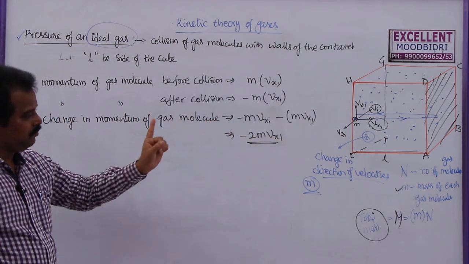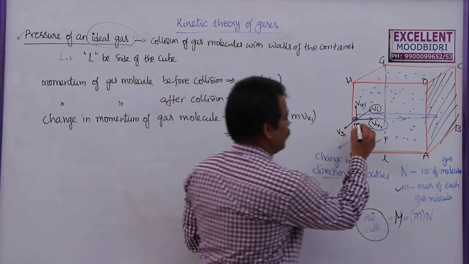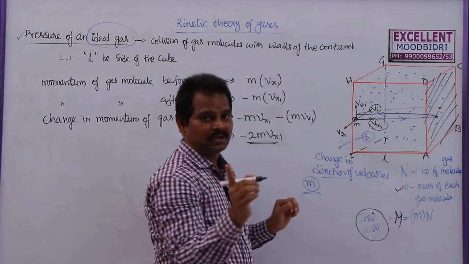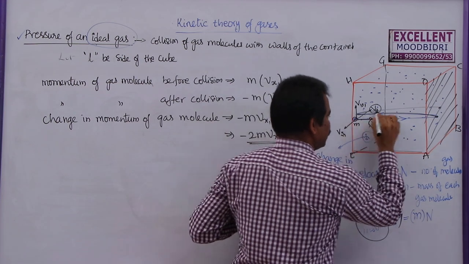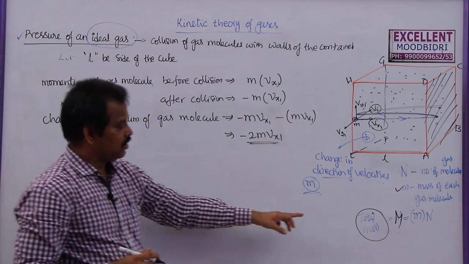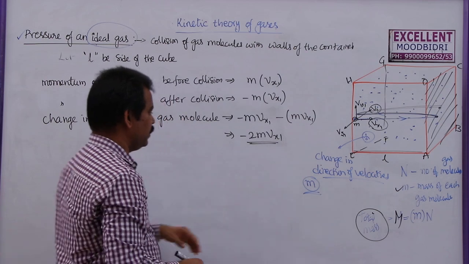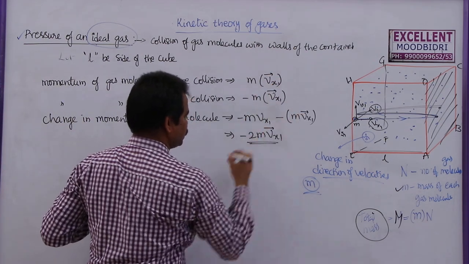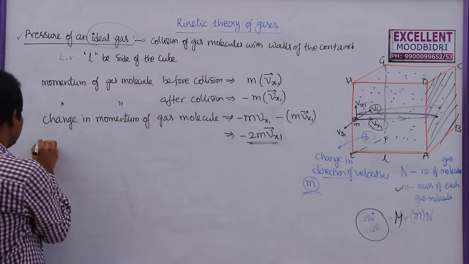But what is the time taken for this gas molecule to collide again with that wall? Let us say it collides with this one, comes back and collides with this one again. So what is the total distance traveled between two collisions? This is L and then L. Total distance traveled is 2L. And what is the velocity here? Velocity vx1. Speed you can write as vx1 only, if you want to take only the magnitude.